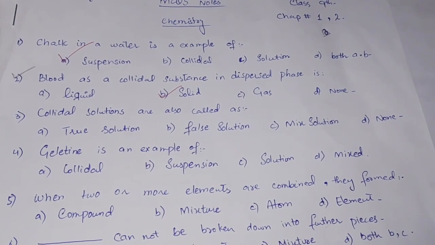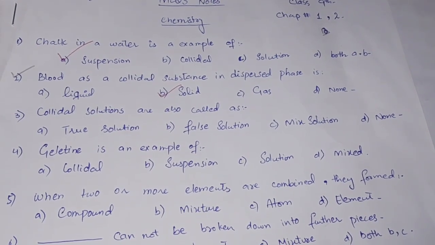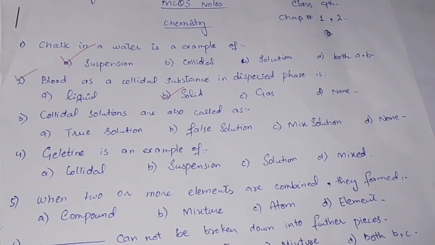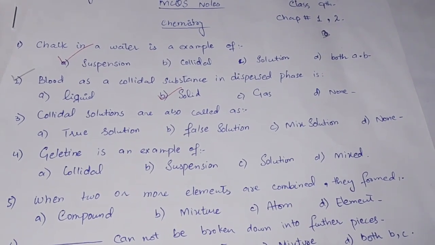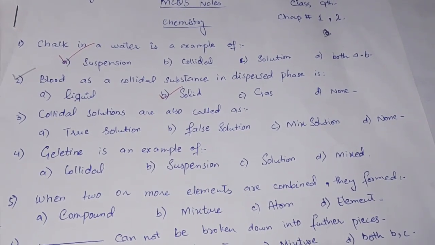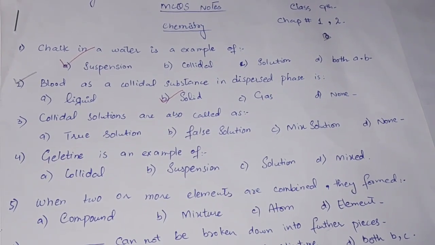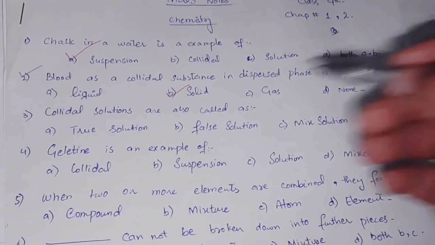Colloidal solutions are also called the true solution, false solution, mixed solution, or none. So the colloidal solution is a type of solution that appears to be true, but actually it is not. That's why it is called the false solution. So option B is the correct option.